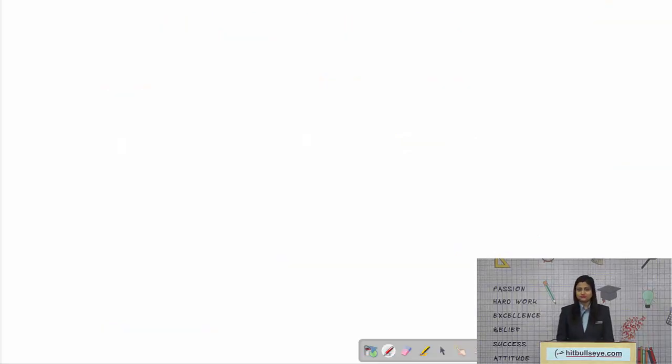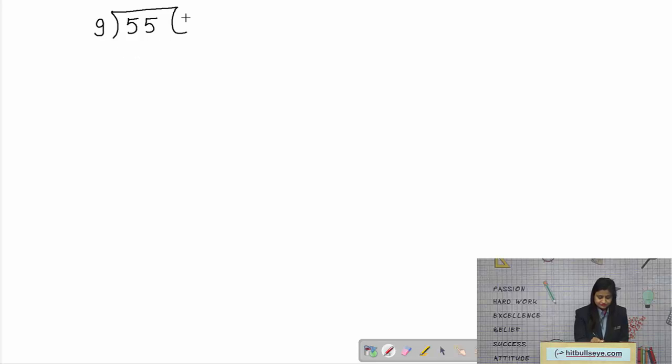First of all, let us know the meaning of successive division. Let us take a random number. Let it be 55 and divide 55 by 9 and 7 respectively. So if we divide 55 by 9, the quotient will be 6 and remainder will be 1.